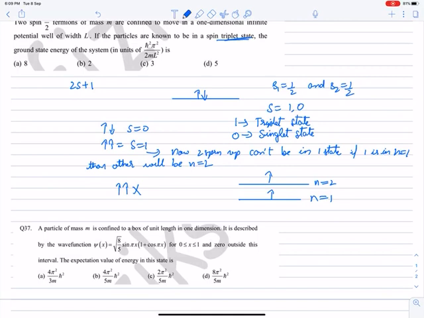So we know the energy of this: it is pi square h cut square upon 2mL square, and this is 4 pi square h cut square upon 2mL square. So it will become 5 pi square h cut square upon 2mL square. So the answer is D. The correct answer is D.